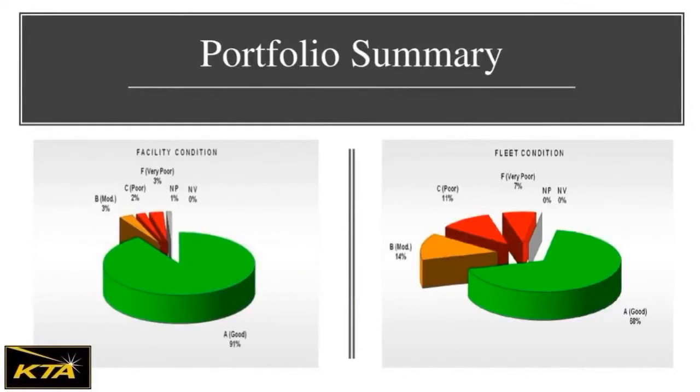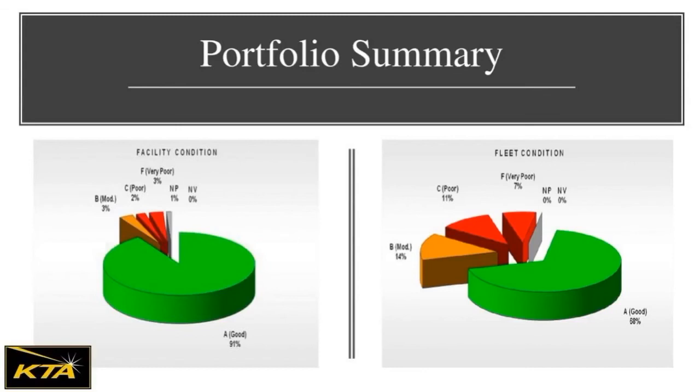So step 7 is basically summarizing the portfolio and establishing the frequency of maintenance throughout the life cycle of the building or structure. This example shows a simple breakdown of the facility. The pie graph on the left shows that 5% of the facility has either a poor or very poor condition.